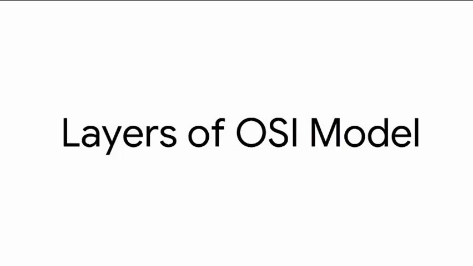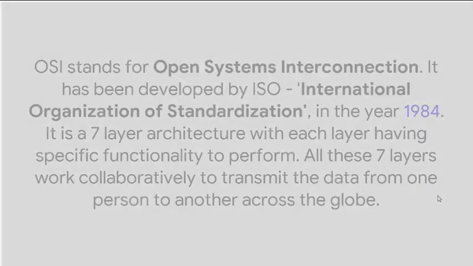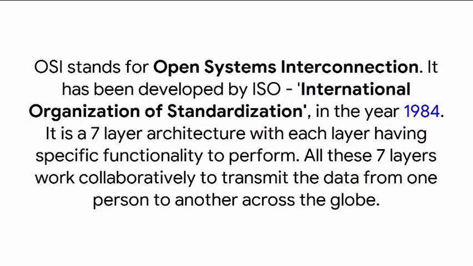Hey guys, today we are discussing the layers of the OSI model. OSI stands for Open System Interconnection. It was developed by ISO in the year 1984. It has a 7-layer architecture, with each layer having a specific functionality to perform. All these 7 layers work collaboratively to transmit data from one person to another.